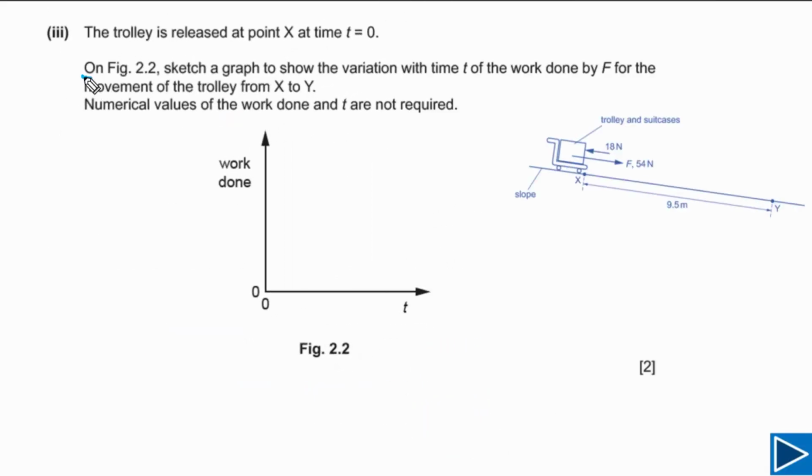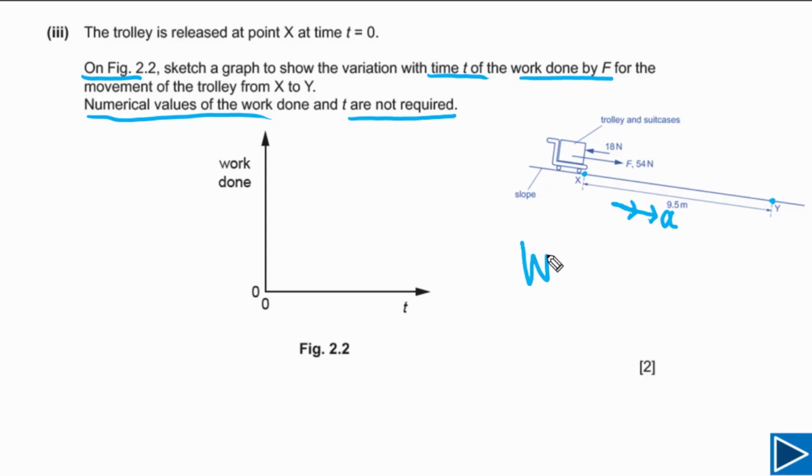For this part on figure 2.2, we need to sketch a graph between time t and the work done by force F when the trolley moves from point X to point Y. Numerical values of the work done and time are not required. It simply means we need to sketch. As the trolley moves from point X to point Y, there is a resultant force acting on the trolley, and this trolley will accelerate, and acceleration will be constant. So this is the direction of acceleration.